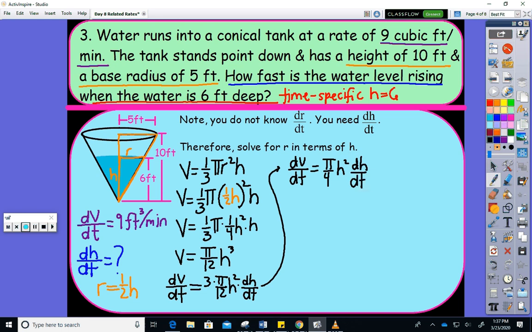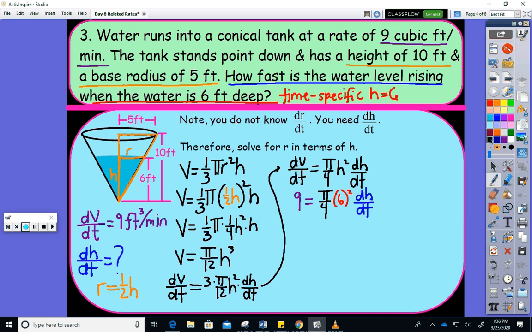Now let me start inserting what I know. So I know that dv/dt is 9, so I'm going to insert that right there. And then I've got pi over 4. I also know that it wants what's going on when h is specifically 6, so I can insert 6 squared right there. And then finally, what I want is dh/dt. So my job is now to algebraically isolate dh/dt.